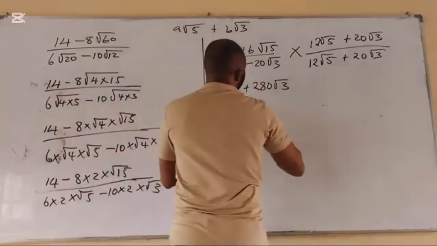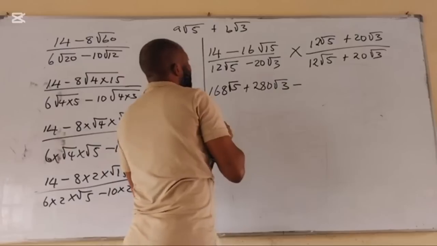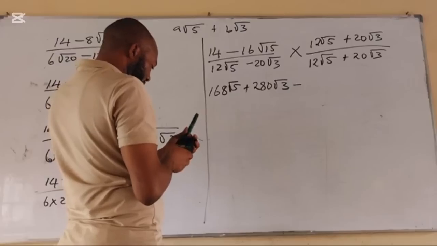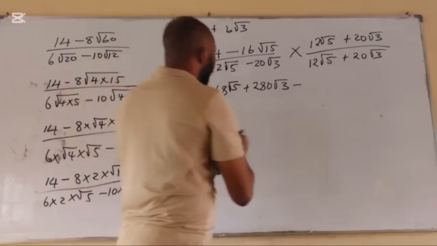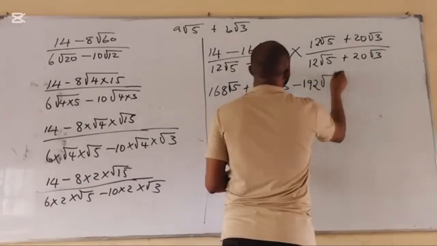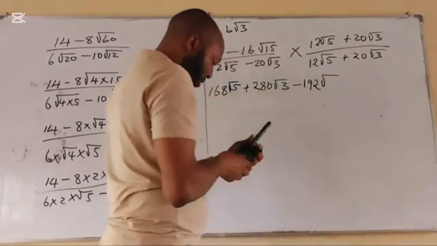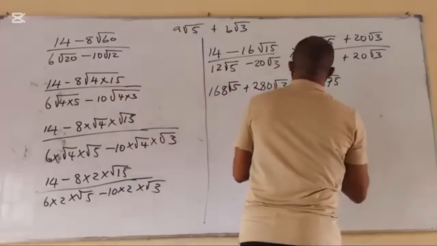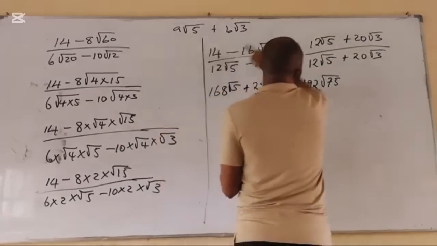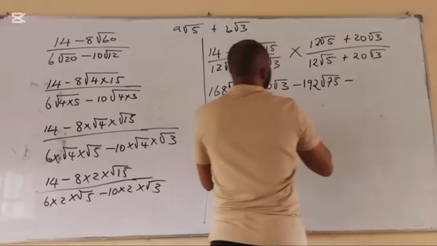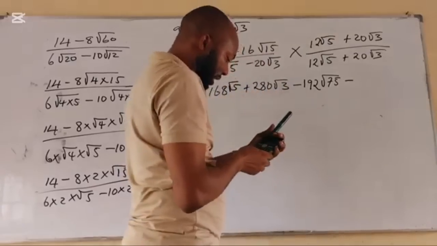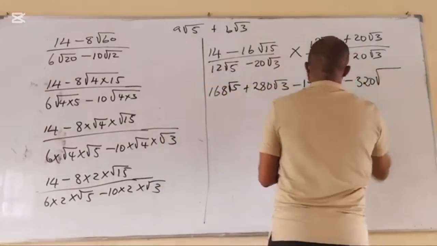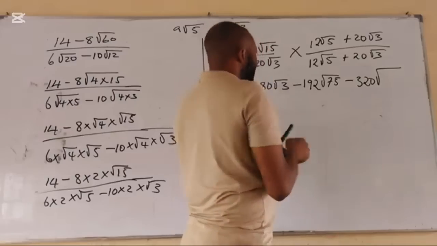Now, minus comes in. 16 root 15 times 12 root 5. 16 times 12 first. We have 192. 192 root 15 times 5. 15 times 5 will give me 75. Done the first one. Minus plus will give me minus. 16 times 20 is 320. Root 15 times 3, 45.